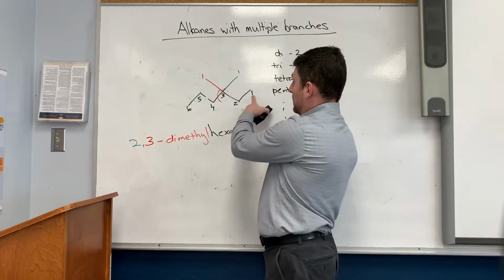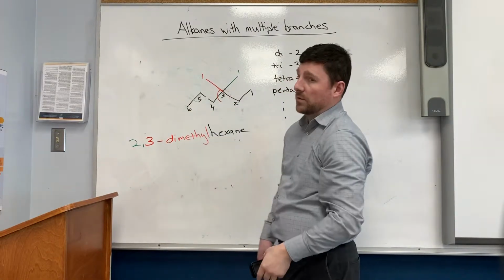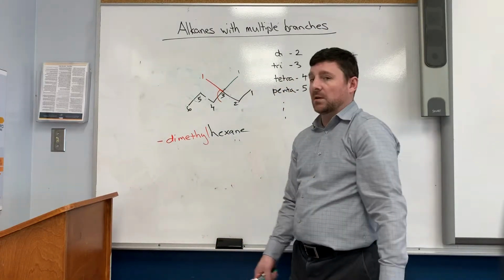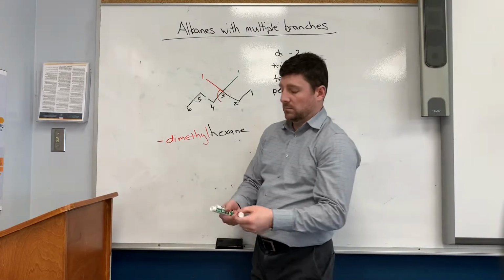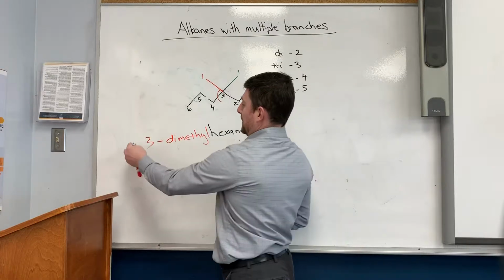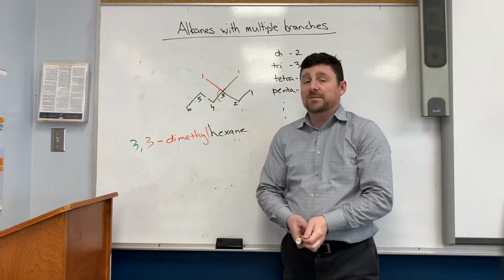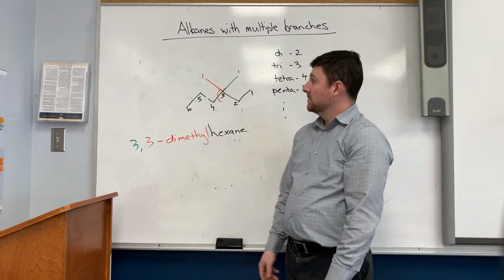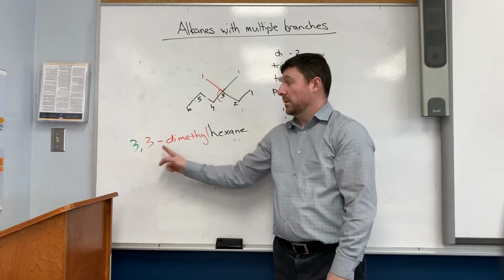So in that case, we do the same thing, except 1, 2, 3. If I numbered from this direction, it'd be 1, 2, 3, 4. So 3 is lower than 4. We're going to stick with 3. We're not going to write 3 once. There are still 2 methyl groups, so we're actually just going to write 3, comma 3 dimethylhexane. So if the two groups occur on the same carbon, then you just write the same number twice.